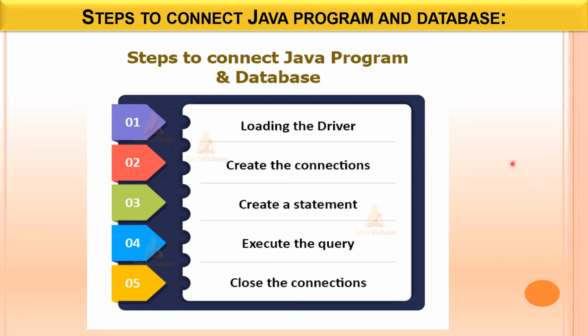What are the steps to connect a Java program and a database? These are the 5 steps which we are going to discuss. The 5 steps in a Java program to connect with the database. The first is loading the driver, second is creating the connection, third is creating the statement, fourth is executing the query, and fifth is closing the connection. Let us discuss one by one.